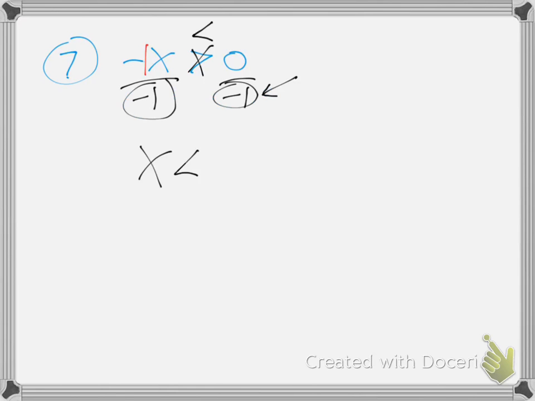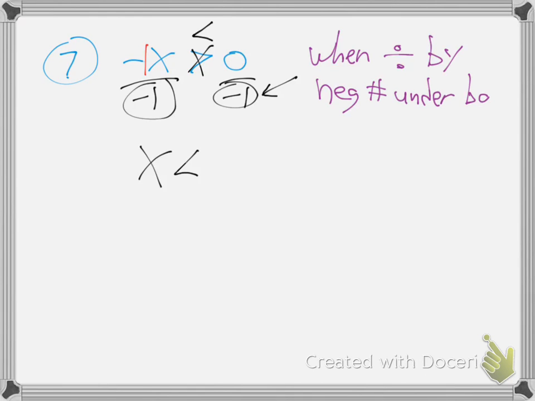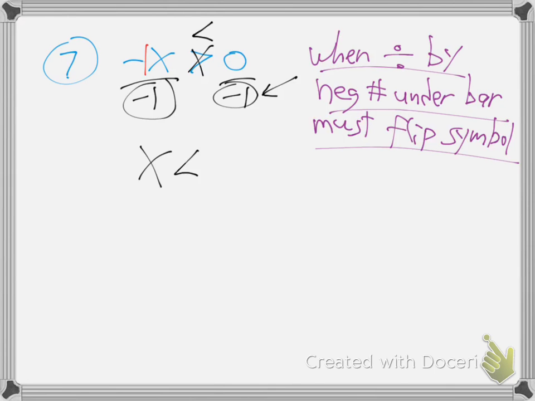When you divide by a negative number under the bar, you must flip the symbol the other way. So it's kind of a trick rule. They're trying to trick us there.